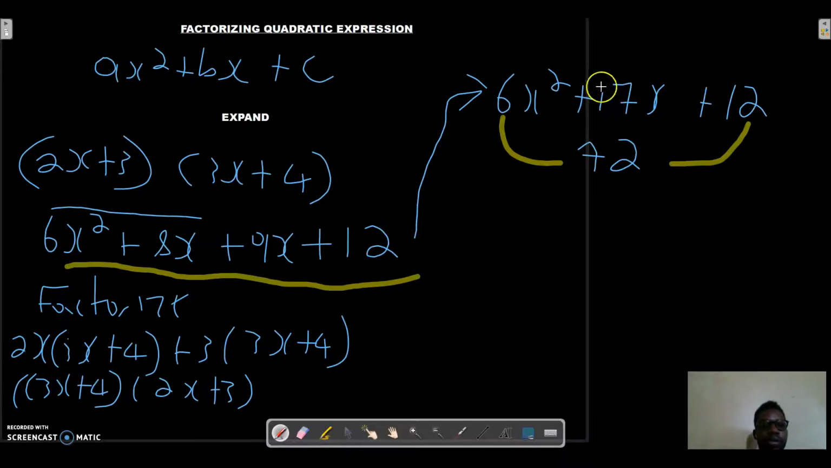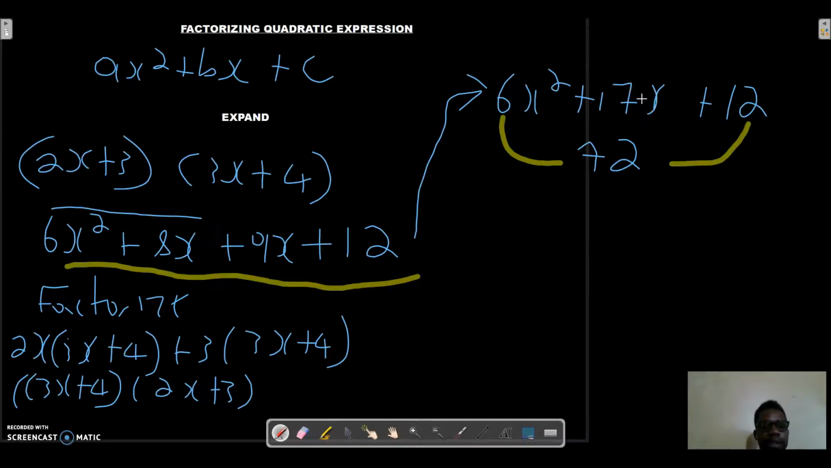But notice when I add them, I'm going to have to get 17x, because 17x is what I need to split. So that is how the connection comes in. The outer numbers never change. So those will tell me what the product of the 2 inner numbers that I'm going to come up with should be. 6 times 12 is 72. So I need 2 numbers. When I multiply them, I get a positive 72, which is this here. But when I add them, I get 17x. Those 2 numbers I will use to split the 17x.